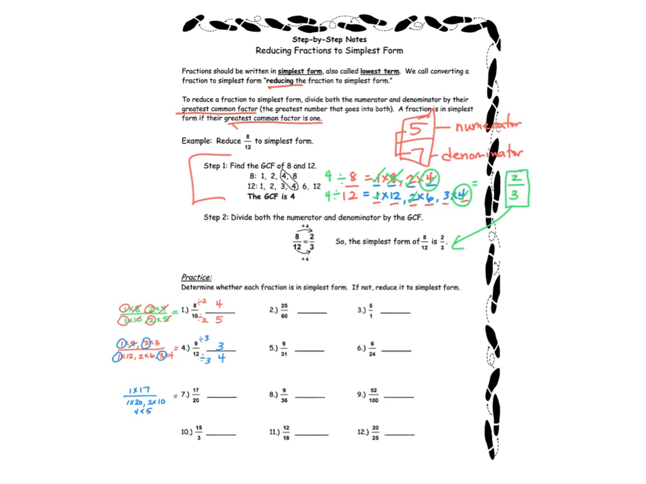All right, what is our greatest common factor here? It's just 1. So that is in simplest form, so there's nothing you can do to it. Okay, if you divided them both by 1, you're going to get 17 and 20 still.